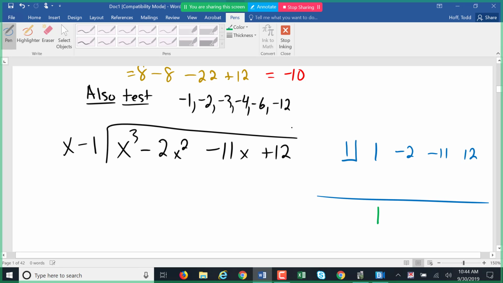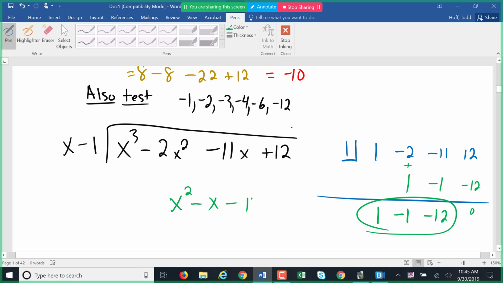So we bring down the 1. 1 times 1 is 1. We add, that's -1. 1 times -1 is -1. -11 plus -1 is -12. -1 plus -12 is -12, so that's 0. So we got a remainder of 0. So what this is saying is that it's x squared minus x minus 12.